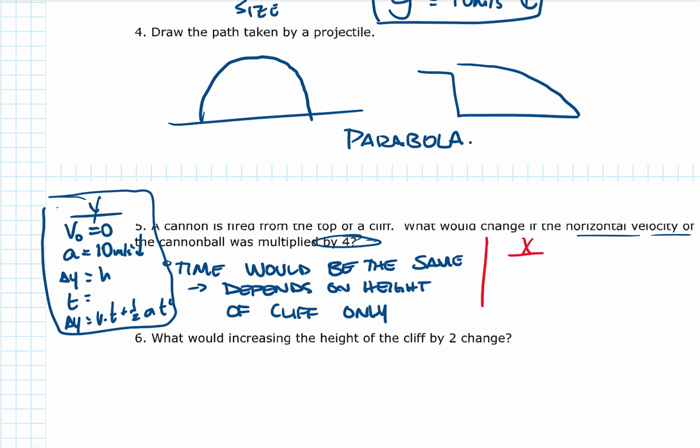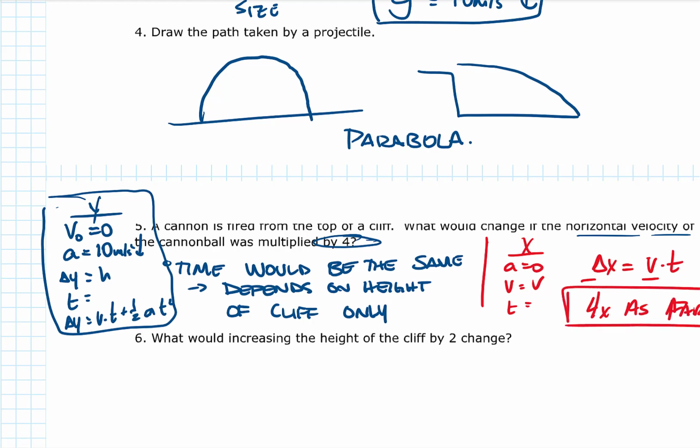That's an x direction question. The acceleration in the x is 0. The initial velocity is v, right? The time is whatever the time is, and it's not changing. And delta x is velocity times time. So if I multiply the velocity by 4, I have to multiply the delta x by 4. So we go 4 times as far if we increase the horizontal velocity by 4.